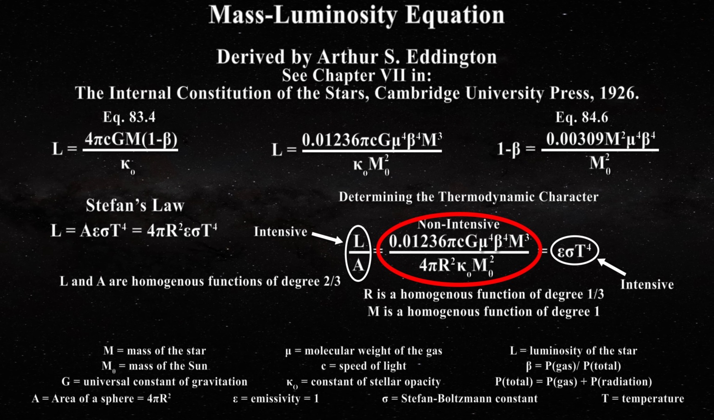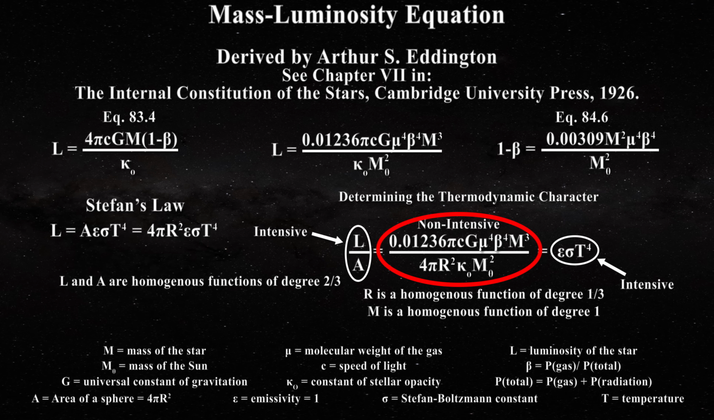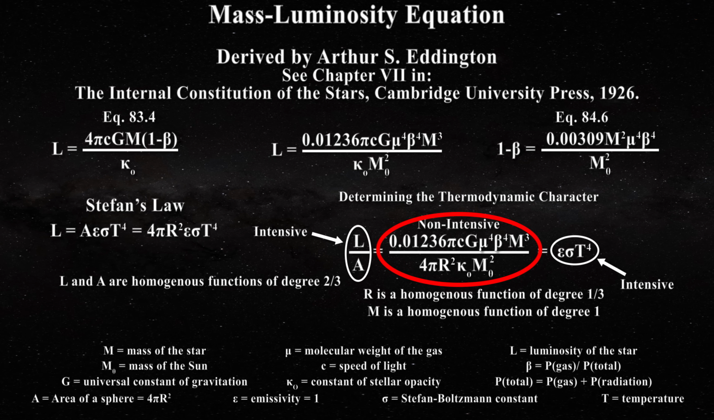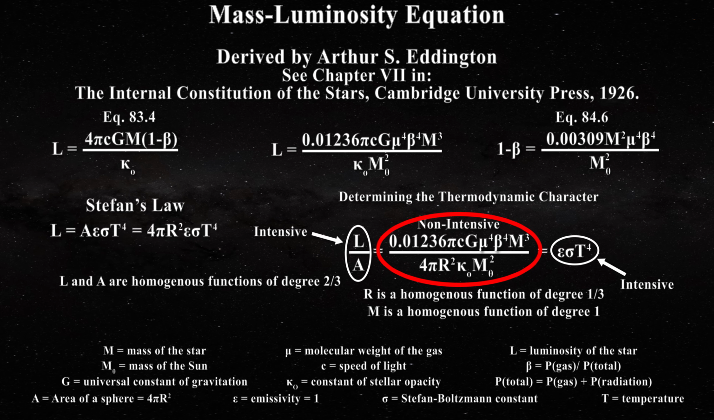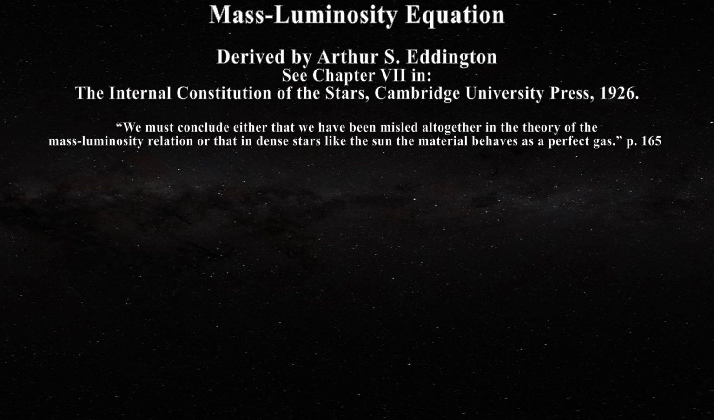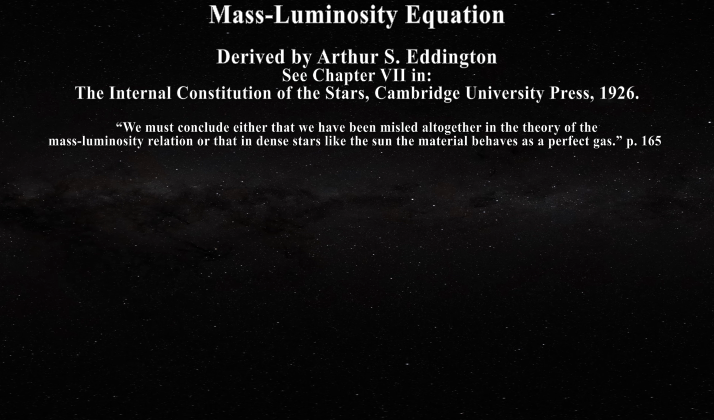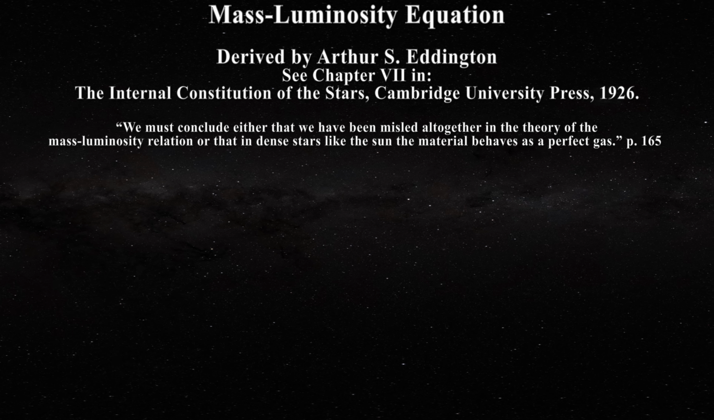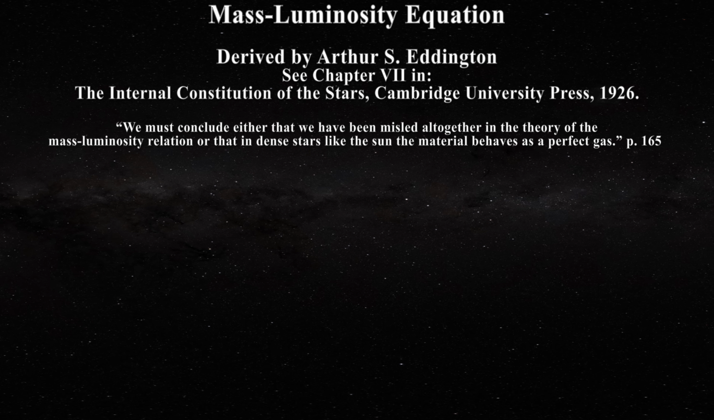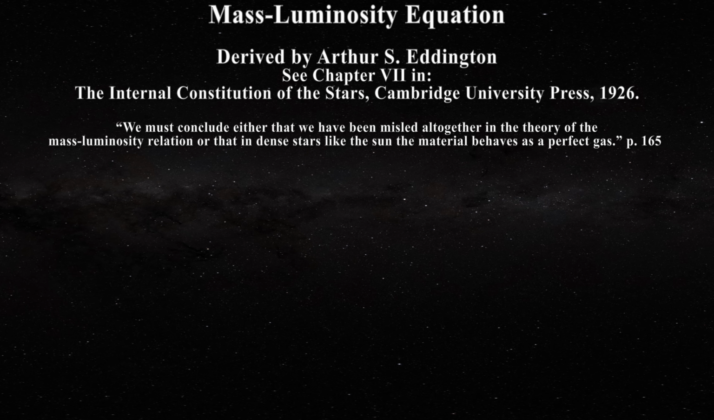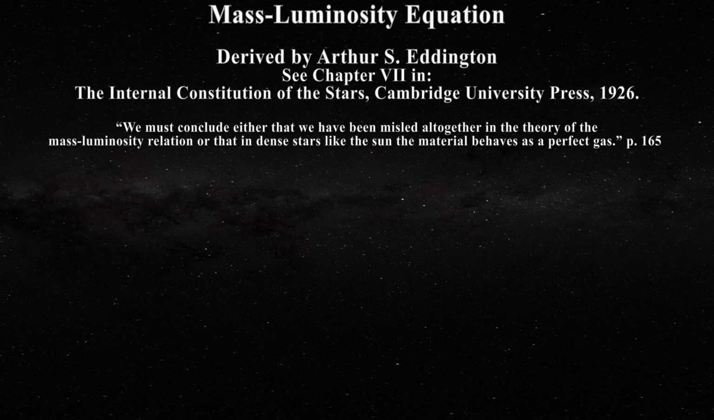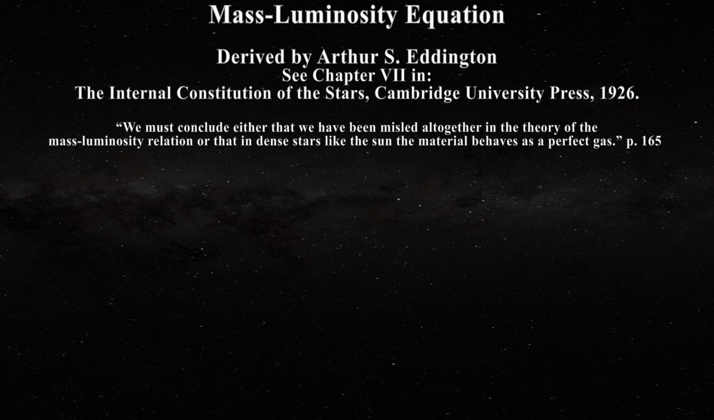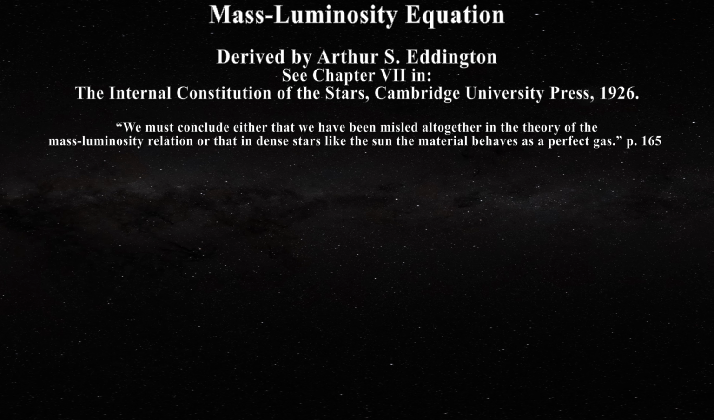Eddington himself seems to understand that he might have made a serious error in deriving his expression, although no one before Crothers and I previously questioned its thermodynamic character. Here is a quotation from Eddington. "We must conclude either that we have been misled altogether in the theory of the mass-luminosity relation, or that in dense star like the sun, the material behaves as a perfect gas." Yes, he had been misled, but what is worse is that Eddington ultimately misled several generations of astronomers. The stars are simply not ideal gases.